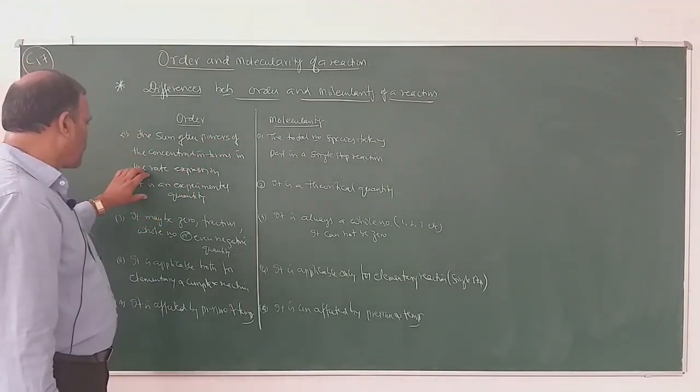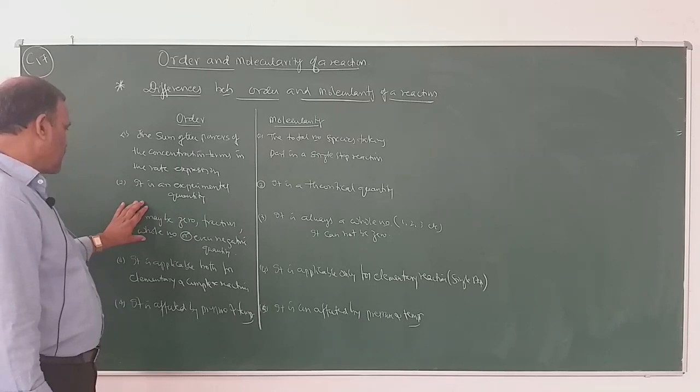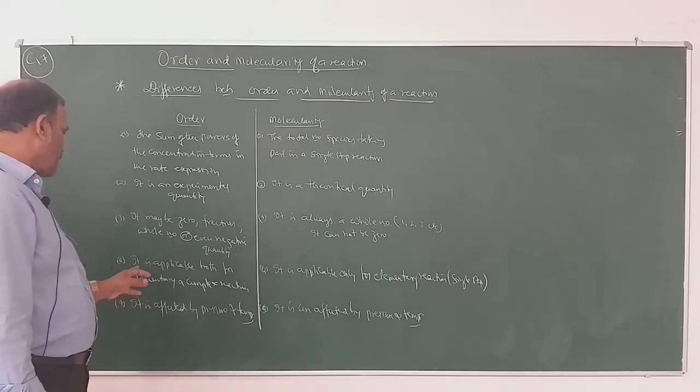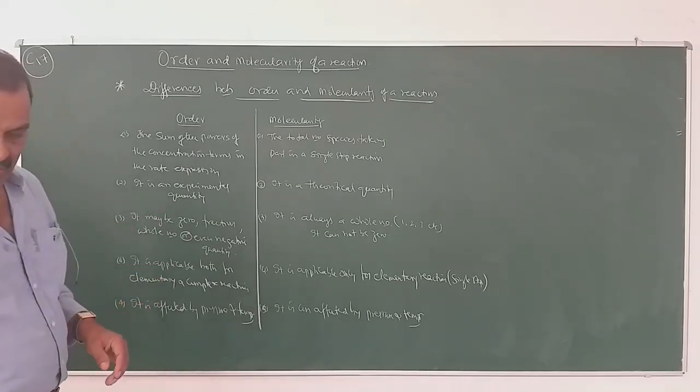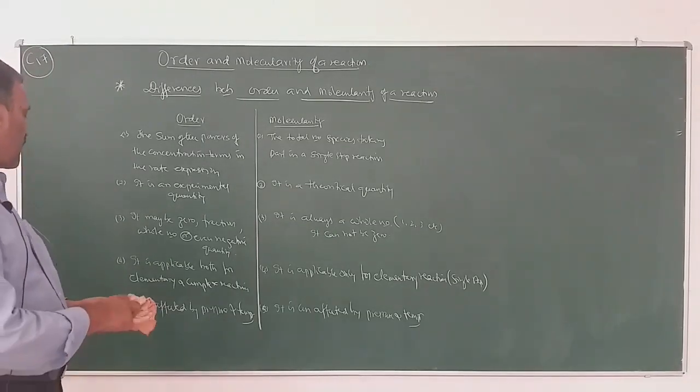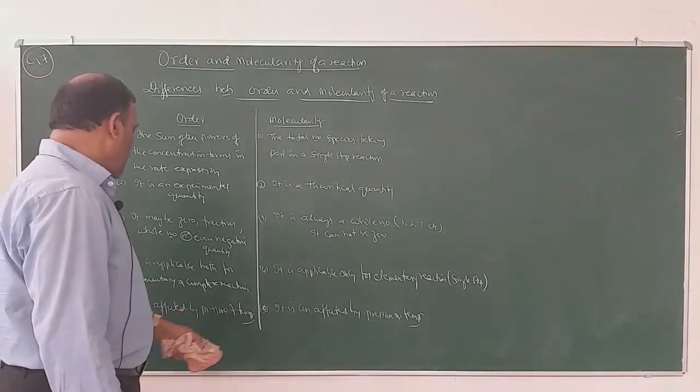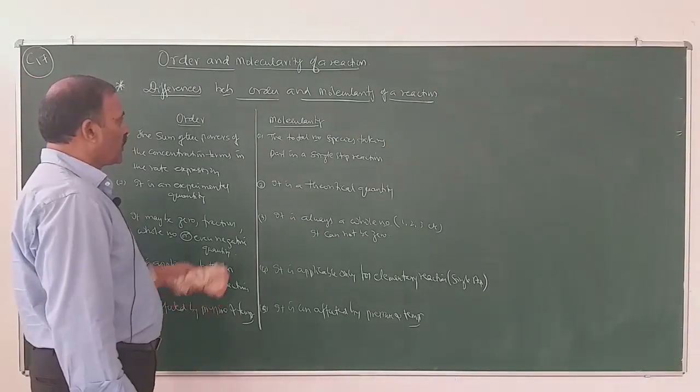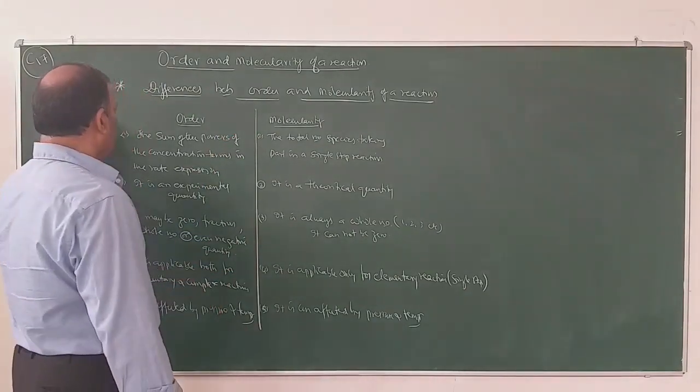Definition: experimental quantity, it may be 0, fraction, or even whole number. It is applicable for elementary as well as complex reactions. It is affected by pressure and temperature. So similarly, molecularity.